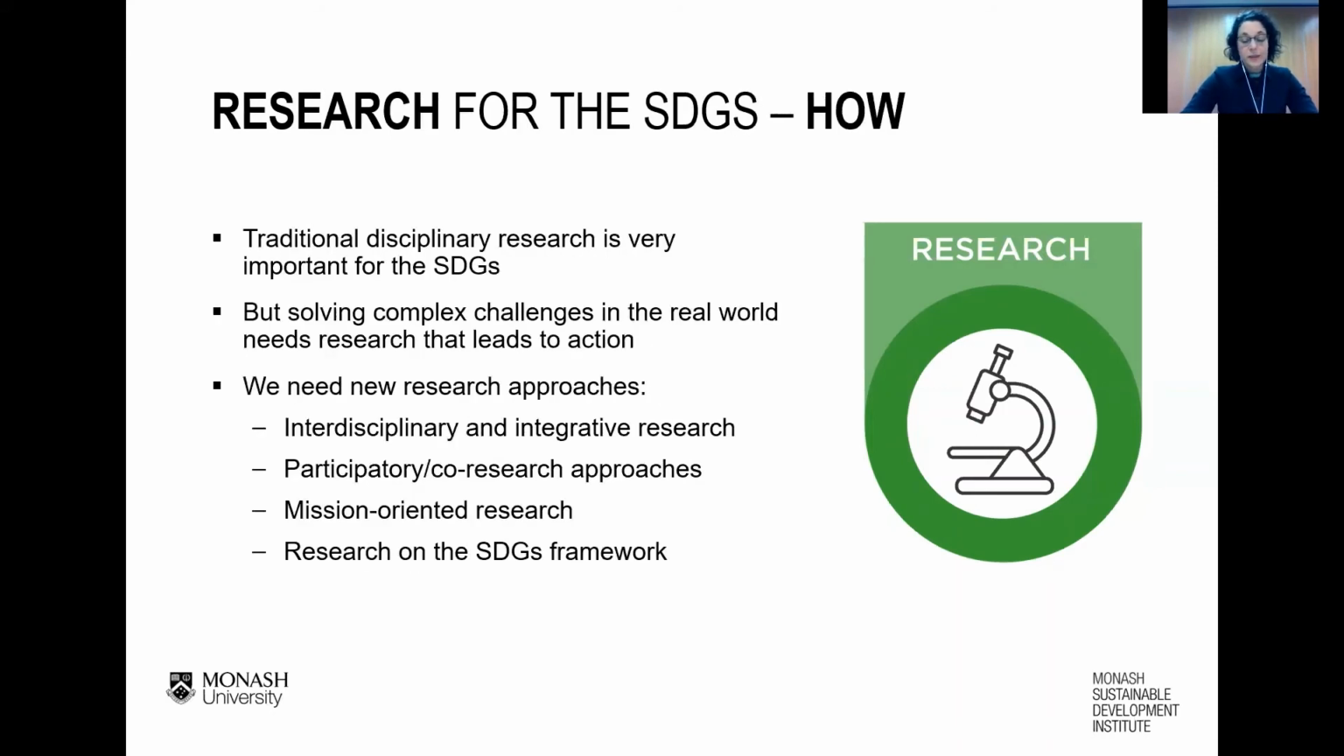While traditional disciplinary research is very important for the SDGs, if we really want to solve the complex SDG challenges in the real world, we need research that leads to action. This requires universities to support newer and different research approaches and to work actively to bridge the research policy divide. For example, through interdisciplinary and integrative research, developing and undertaking the research in partnership with organisations that will be implementing the actions, such as governments and businesses; mission-oriented research that identifies specific challenges and brings all the relevant stakeholders together to solve them; and research specifically on the SDG framework, which is very new, and how to help governments and organisations implement it.